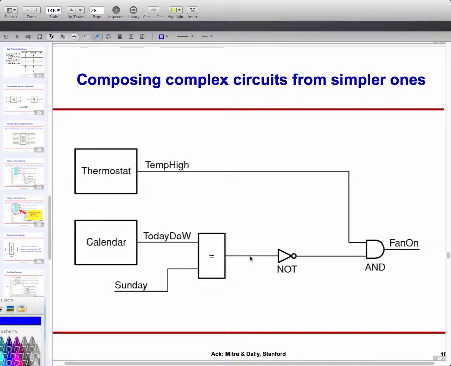So if it is Sunday, this would be 1. So for this side to be 1, the input to the NOT gate should be a 0, which basically means that there should be a mismatch out here.